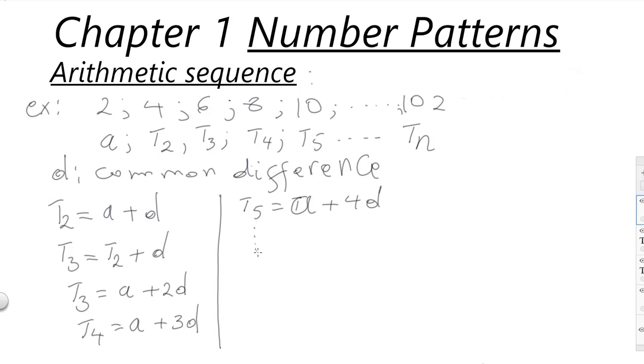So if we continue, we can see that for the nth term, we have the first term plus n minus 1 times the common difference. Meaning what? If I have 5 here, here will be 5 minus 1, 4. If I have 10, here I will have 9. If I have 11, here I will have 11 minus 1, it's 10. So this is a formula that you will be using, a very important formula.